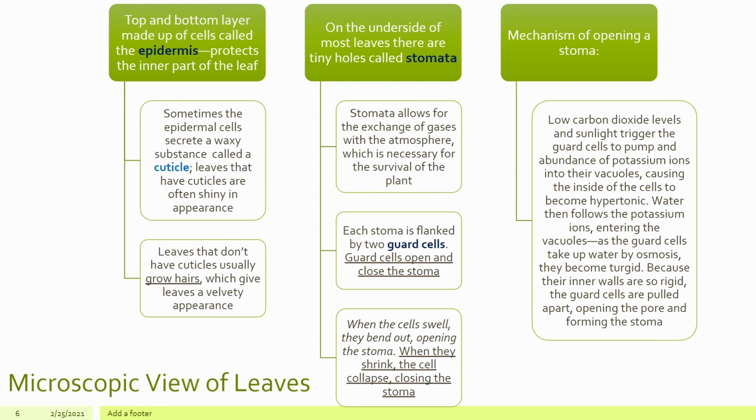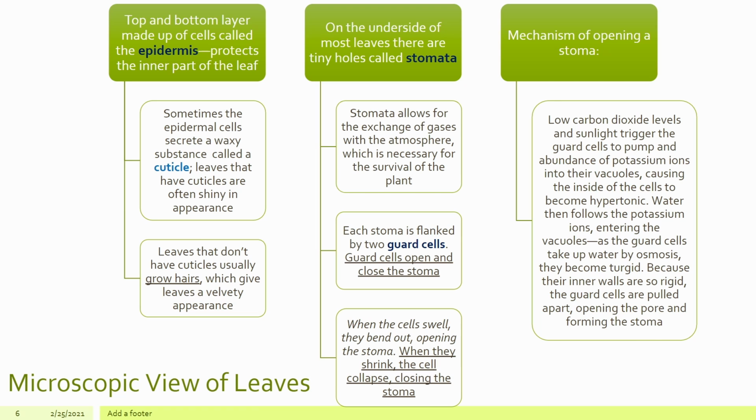If we look closer at leaves, we can look at the microscopic view. There is a top and bottom layer made up of epidermal cells that are clear. Sometimes the epidermal cells secrete a waxy substance called the cuticle, and it makes leaves shiny, whereas leaves that don't have cuticles usually grow hairs, and that would give them a velvety appearance. Now, on the underside of leaves, in the lower epidermis, is where you would find holes called stomata. They are there for gas exchange with the atmosphere.